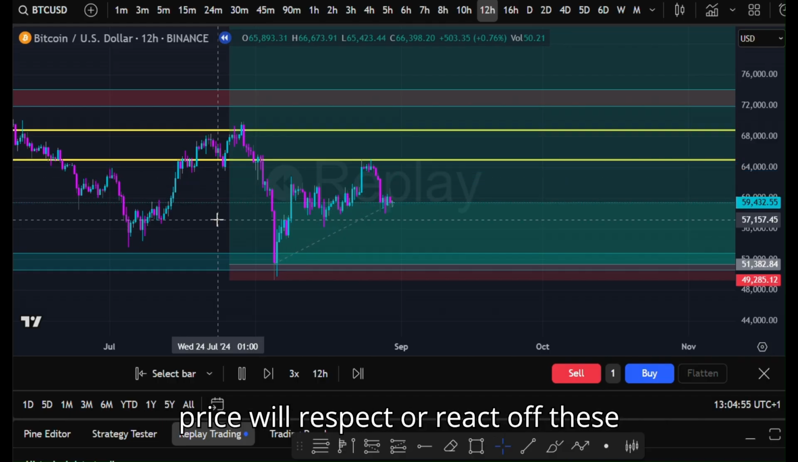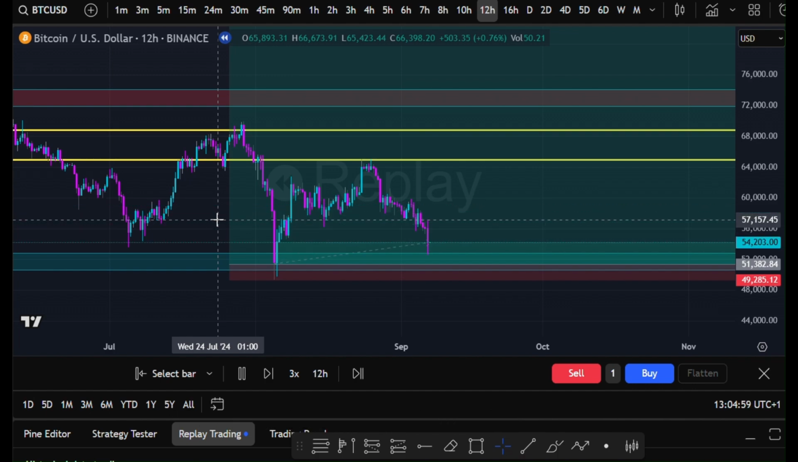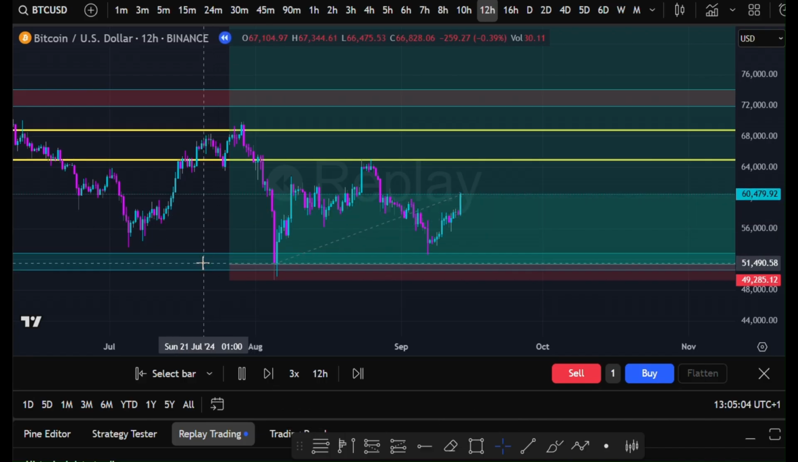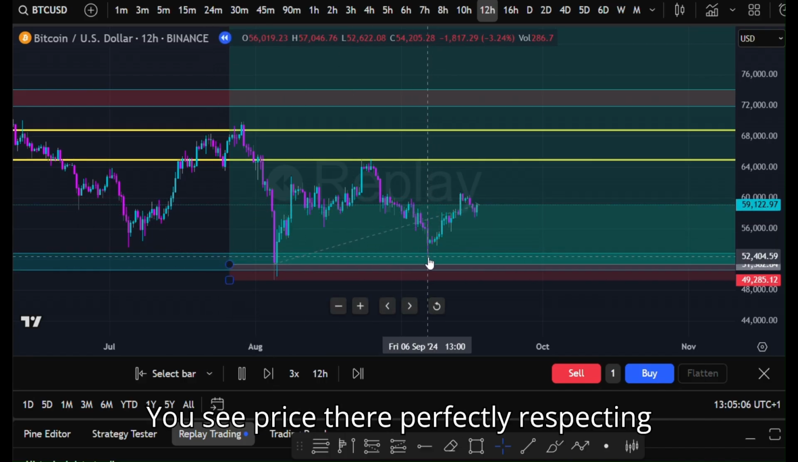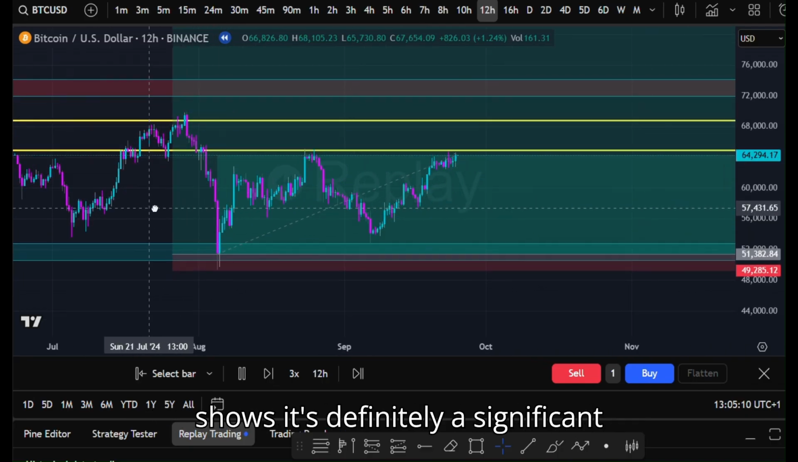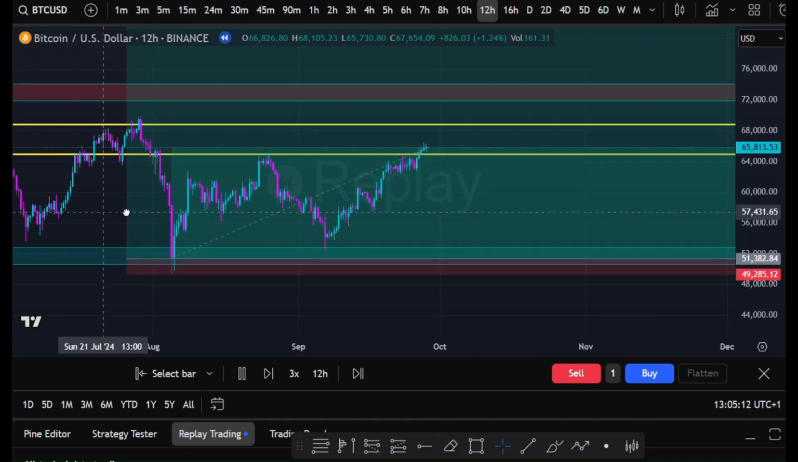Now we can look to start to regain higher prices. But you'll notice price will respect or react off these Fibonacci levels and the support and resistance zones that we've input onto the chart. You see price there perfectly respecting that support box at the bottom, which shows it's definitely a significant level.